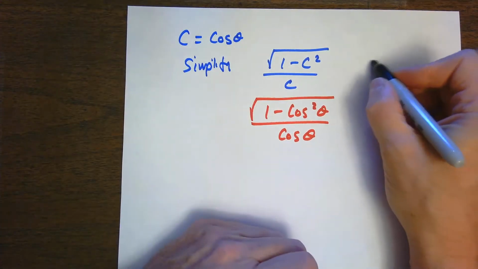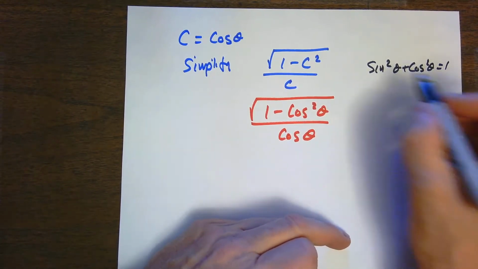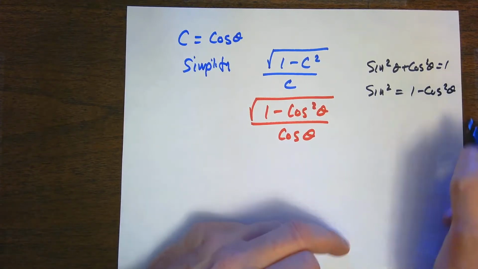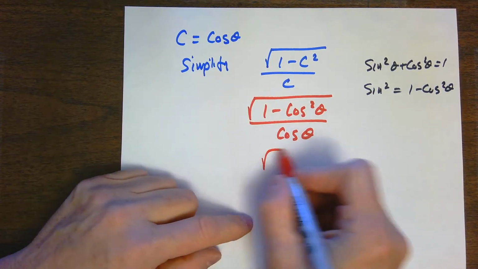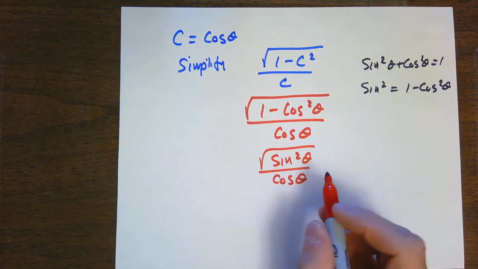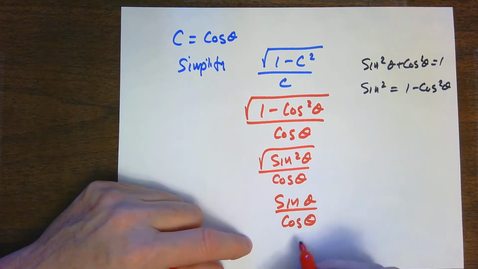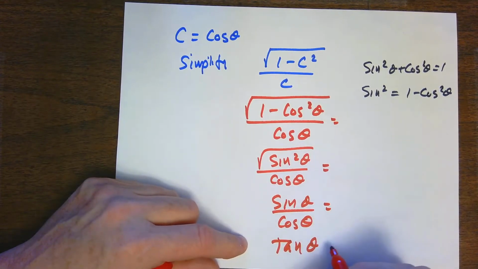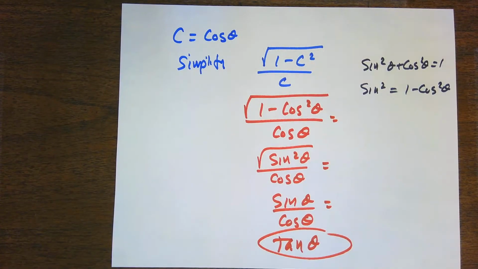We know that sine squared plus cosine squared equals 1. So sine squared is equal to 1 minus cosine squared, Pythagorean identity. So I'm going to take the sine squared and substitute it in there. And then I get the square root of sine squared over cosine. What's the square root of sine squared? Sine over cosine. And what is sine over cosine? Tangent. So this simplifies to tangent.